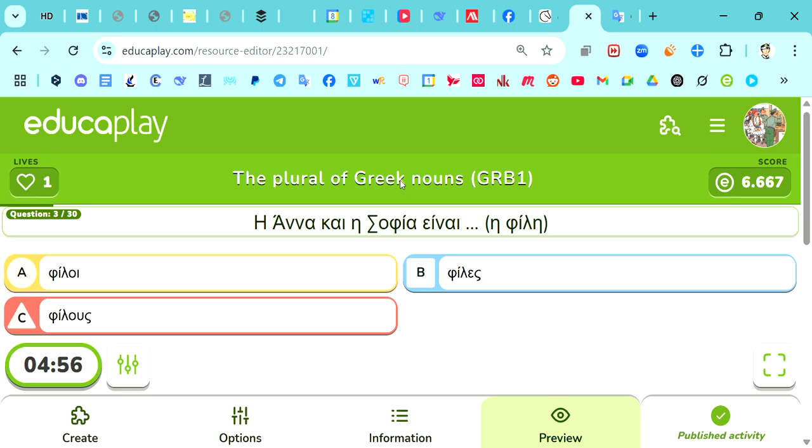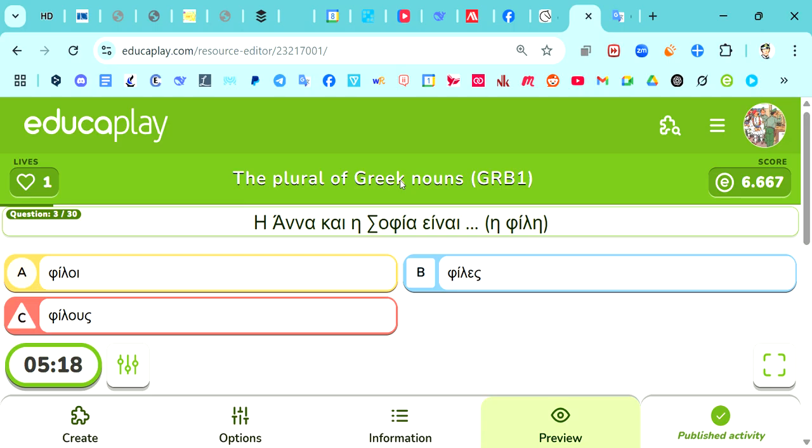What's wrong with the other ones? Φίλους, first of all, will be accusative and masculine, so you can just immediately rule it out. Φίλοι is nominative, which is the correct case, but it is masculine. We want the feminine version here. And the feminine version will be in -ες.